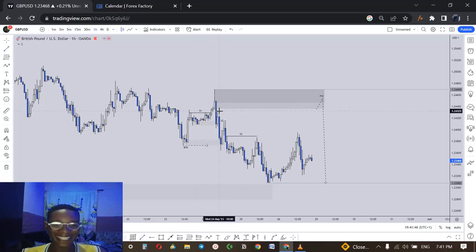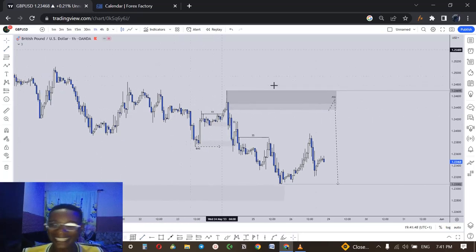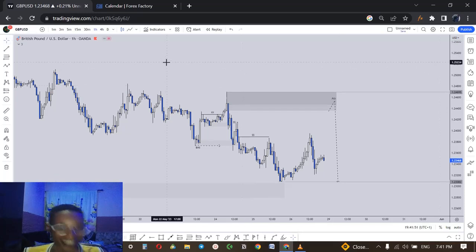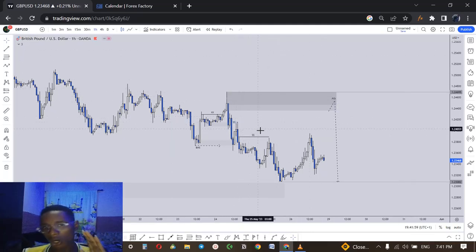Oh, what is that? Oh my god, what did I just do? I just moved to the 1 hour time frame. I did not even look at the particular pair. Oh my god, I really messed up. But anyways, it's the same thing on GBP USD, the same thing on Euro USD.